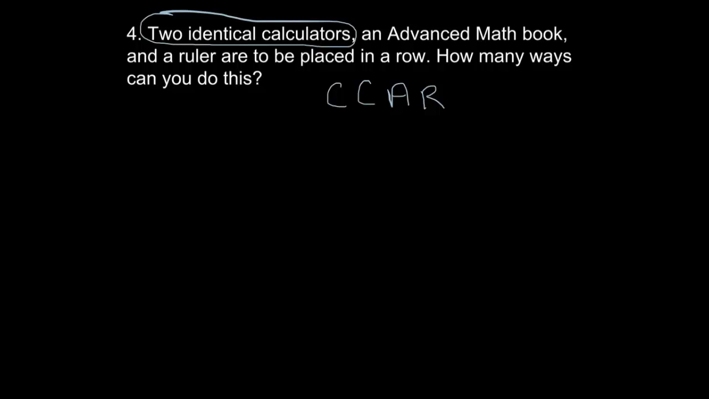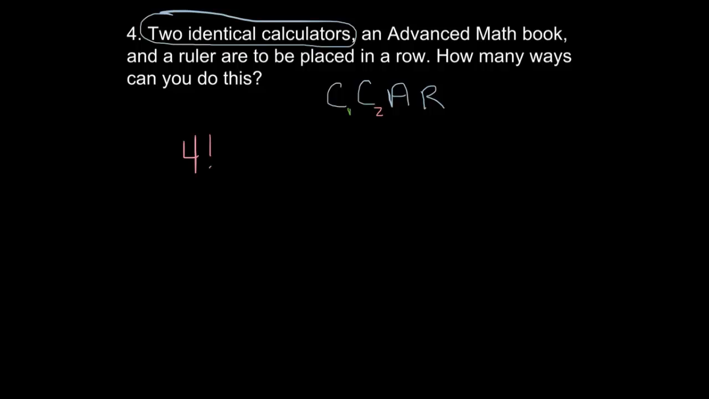Now, if these calculators were different, let's say this is calculator 1 and calculator 2, and let's make it a different color. Let's pretend that those 2 calculators were different, basically like they're different letters. Then we know the answer would be 4 factorial, right? Just because it's the same problem as the one on the last page, A, B, C, and D. Now the problem is that those calculators are not different, right?